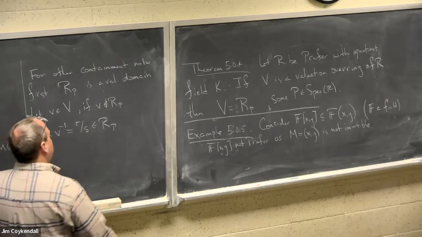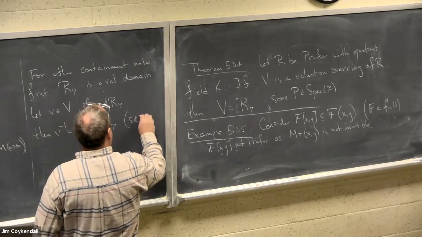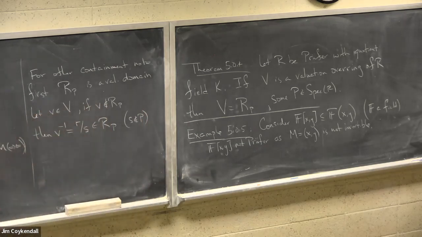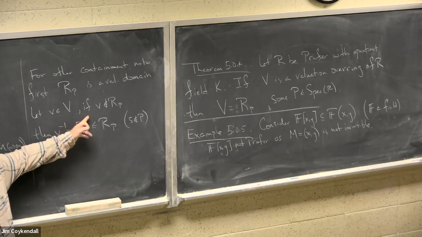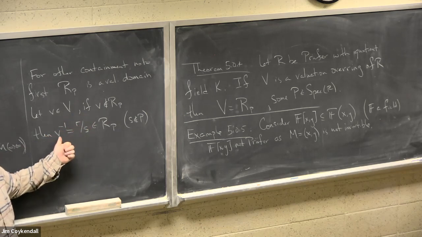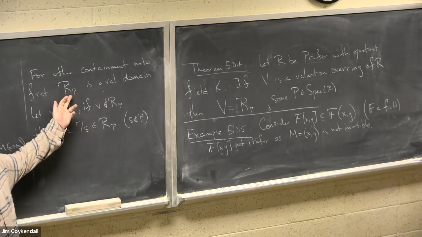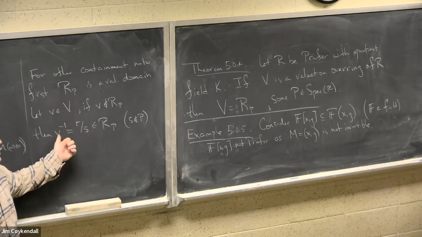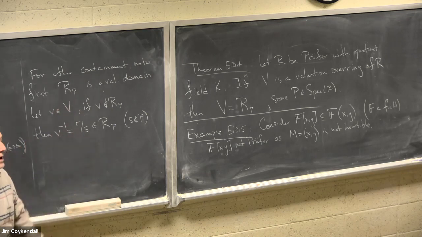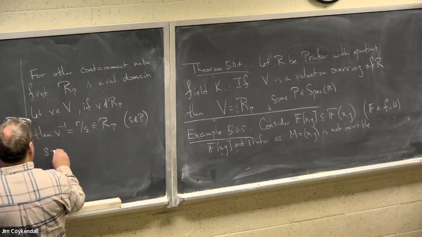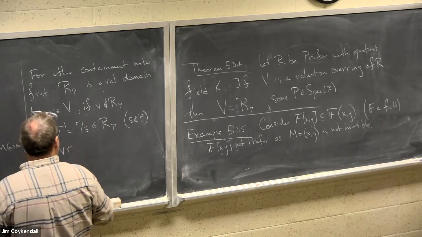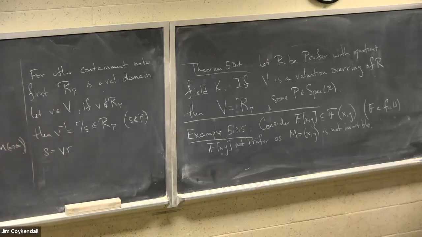And here, of course, S is not in P. So in other words, if V is not in R localized at P, then its inverse has to be in R localized at P because it's a valuation domain. So I can write V inverse as R over S, where S is not in P. So let's see what I get here. So S is equal to VR, right?